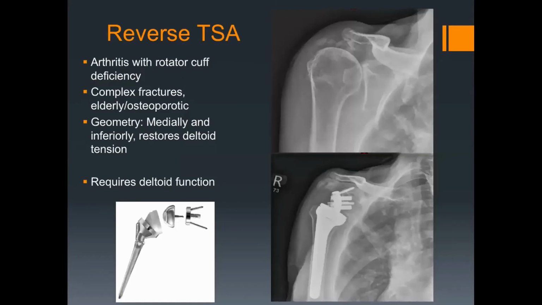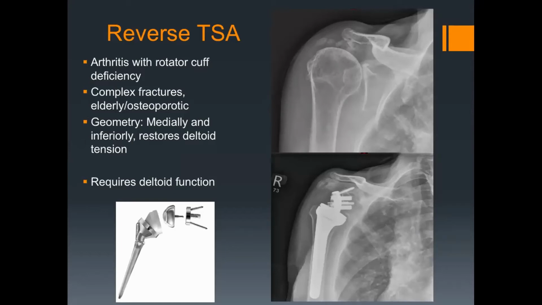So moving on to reverse total shoulder arthroplasty. This is where you reverse the geometry of the shoulder joint, so you have the ball on the glenoid side and the socket on the humeral side. The main indications are end-stage arthritis with rotator cuff deficiency, or complex fractures in the elderly or those with osteoporotic bone.